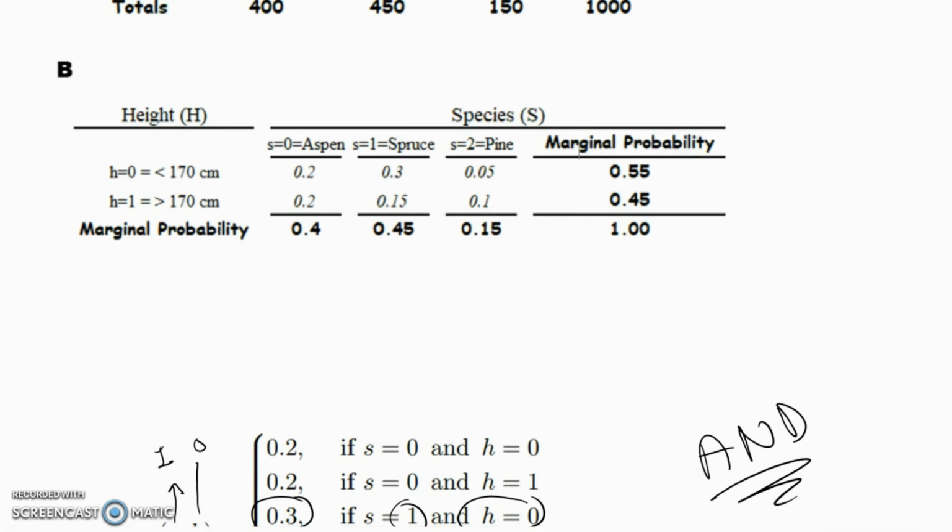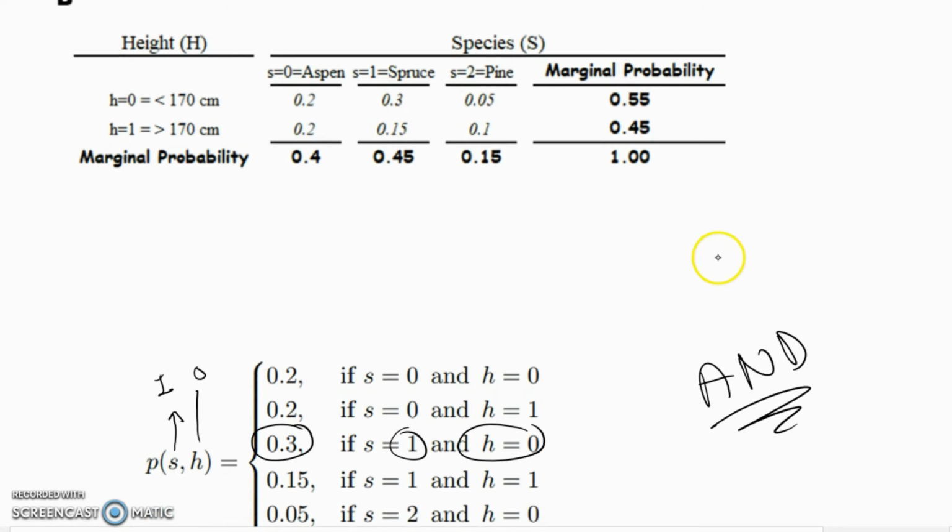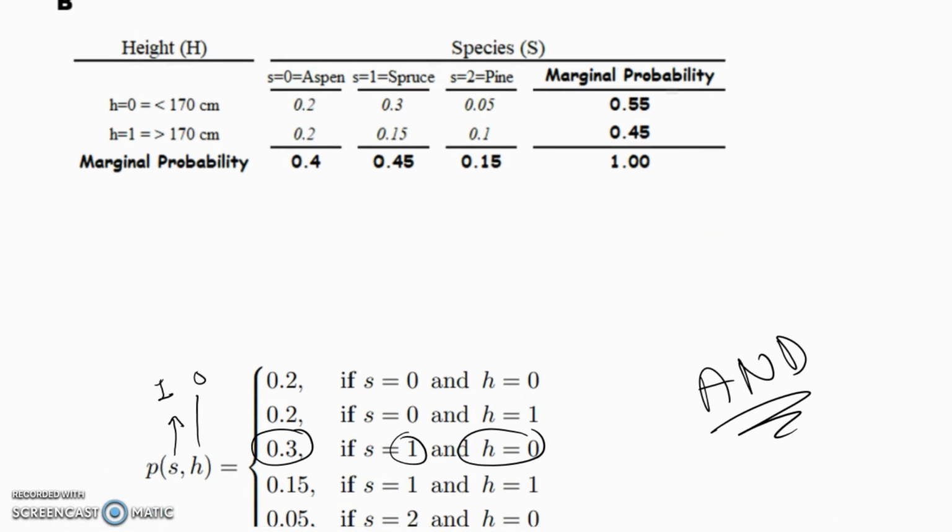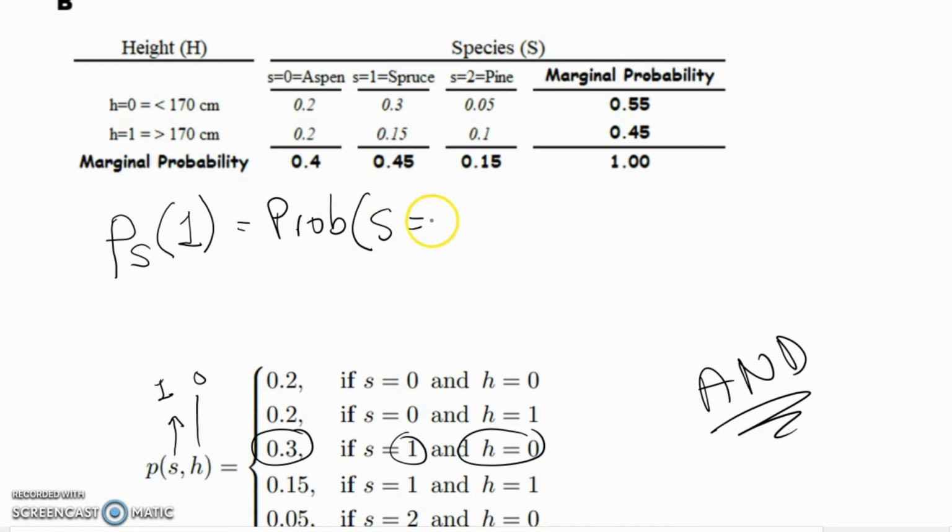So again, a little bit of notation. Notationally, we can represent this as, for example, P(S=1), the probability S is equal to 1, and that's going to be equal to 0.45.